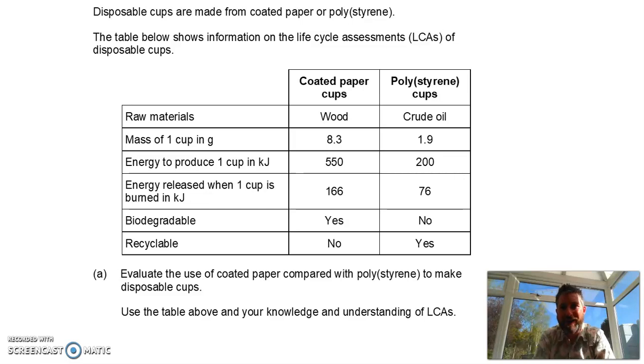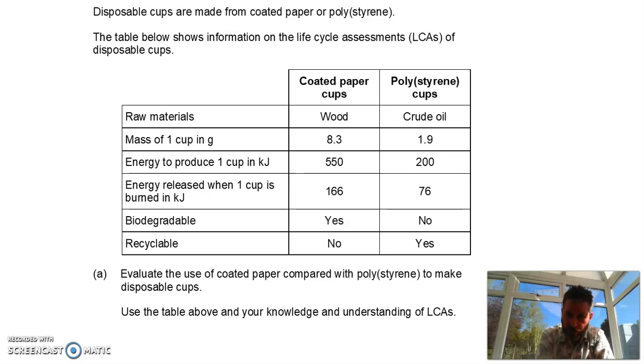So what you need to do is exactly the same as last question. Compare the pros and cons of each. So for example, the energy required to produce 1 cup for wood is significantly higher than crude oil, it's more than double. The energy released when 1 cup is burned is more than double. Why is that useful? Well, that might be useful, for example, when you are looking at the disposal, so you can use it then as a way of generating electricity.